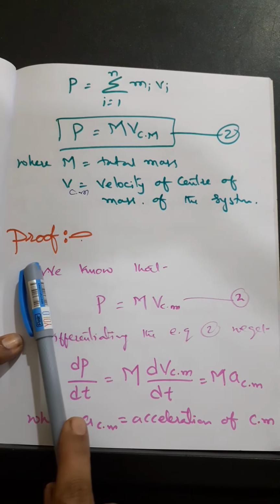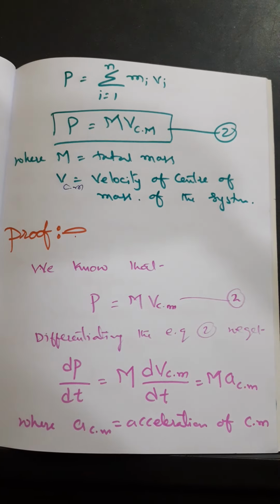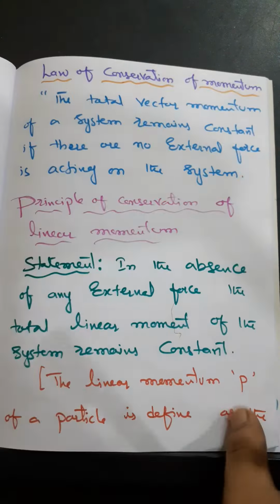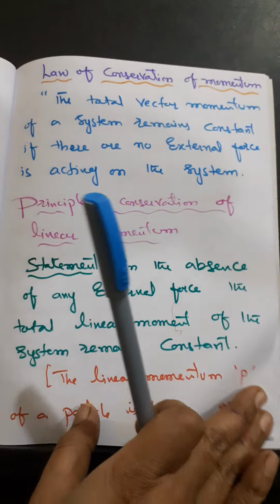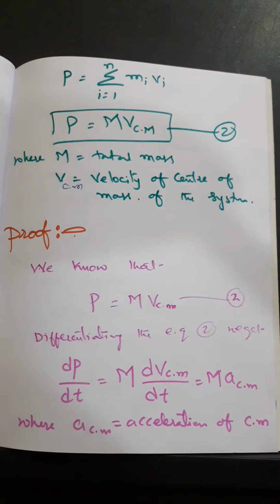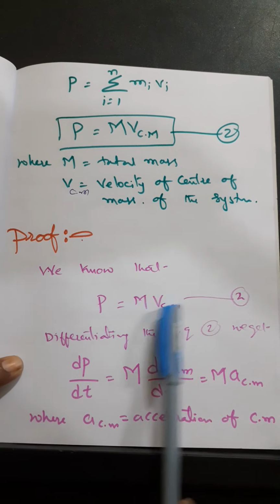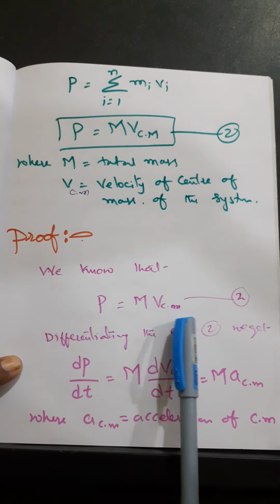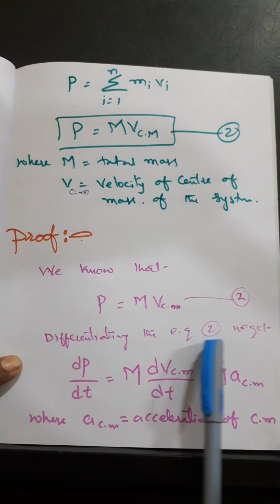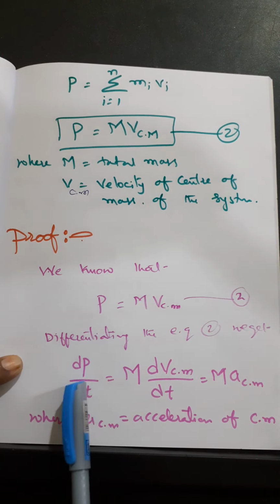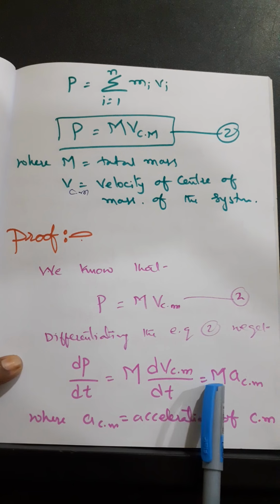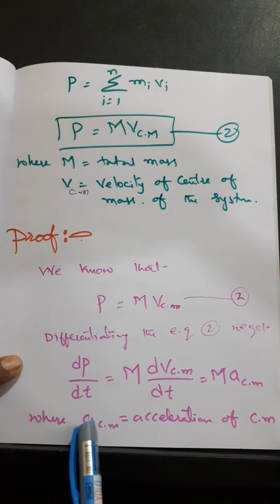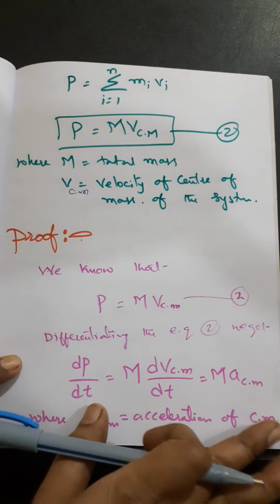Now the proof of that theorem. What is the statement? In the absence of any external force, the total linear momentum of the system remains constant. To prove that, we consider equation number 2, that is P = M VCM. Now we differentiate this equation. Then we get dP/dt = M dVCM/dt. The rate of change of velocity with respect to time is acceleration, so ACM is the acceleration of the center of mass.